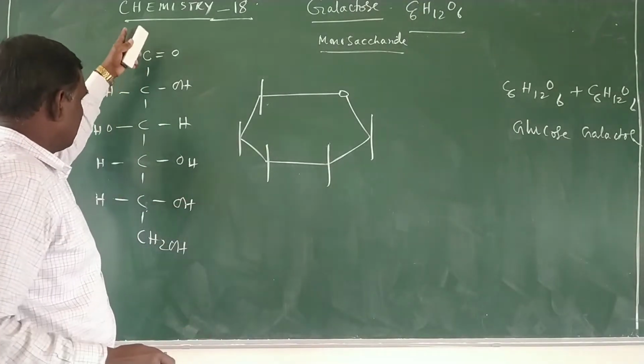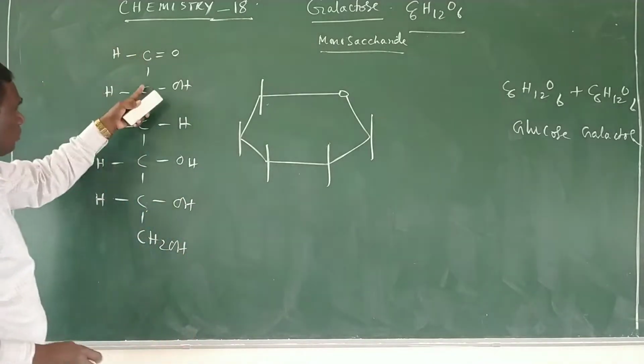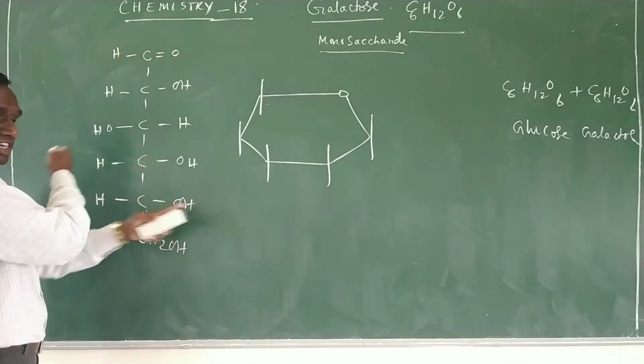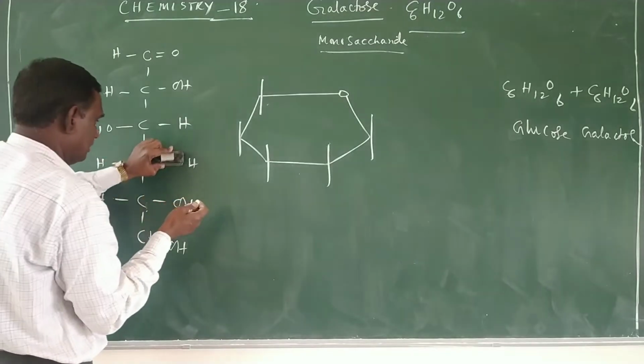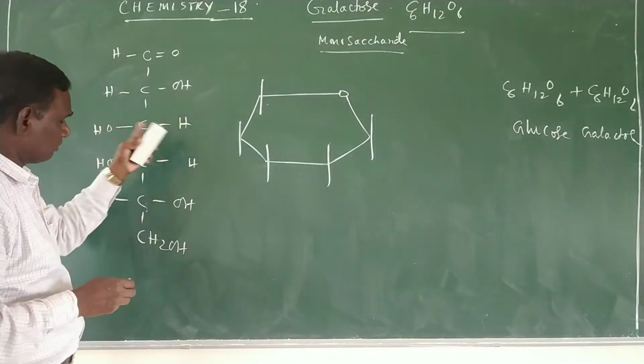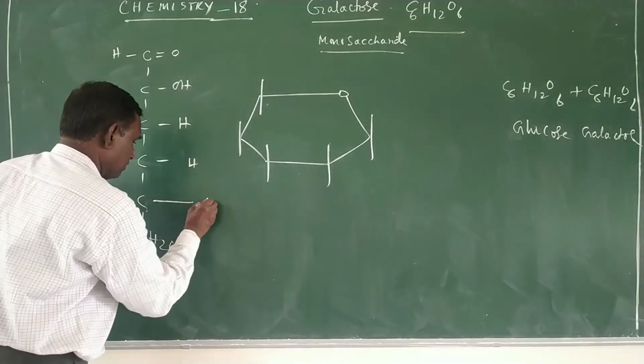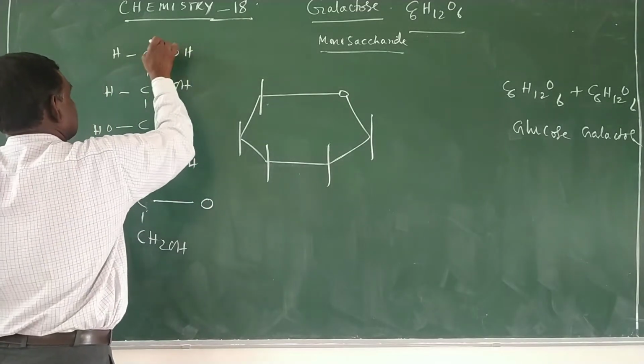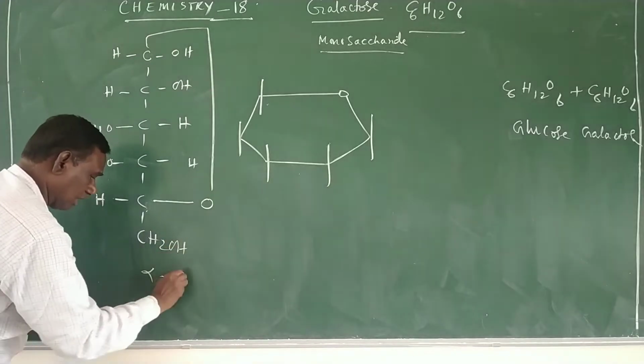But for galactose, you see 1, 2, 3, 4, fourth carbon atom. There is an interchange of H and OH. Therefore it is H, this is OH. This is galactose, of course. So alpha D galactose, beta D galactose. For example, this is O, this is H. So this is alpha D galactose.